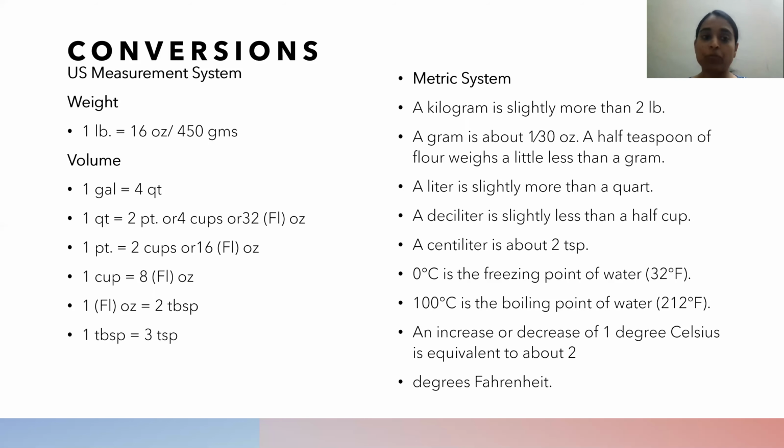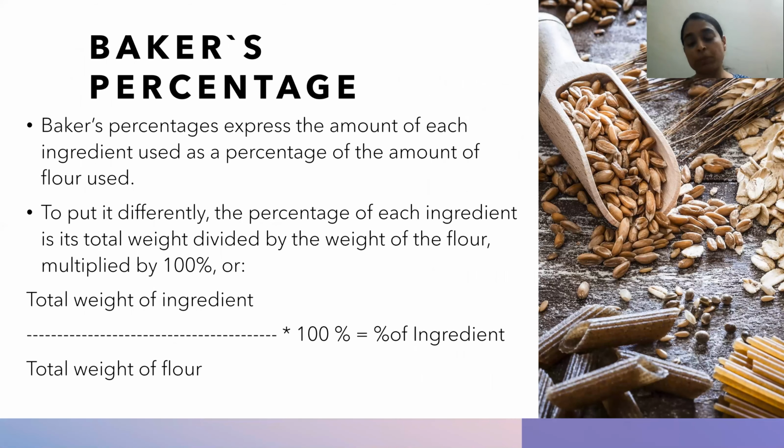Another important thing, apart from the conversions, whether in the US system or metric system, which a baker needs to know is the baker's percentage. What is a baker's percentage? It is nothing but the amount of each ingredient used as a percentage as compared to the flour. So when we talk about baker's percentage, the refined flour is always considered as 100%. Whatever quantity we are using, irrespective of that, refined flour is considered as 100%.